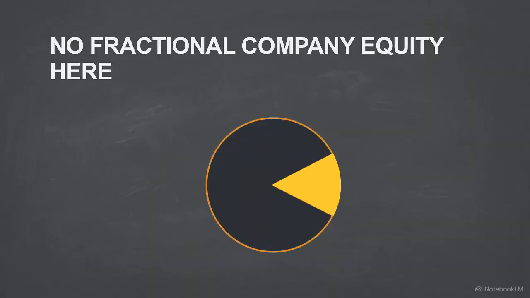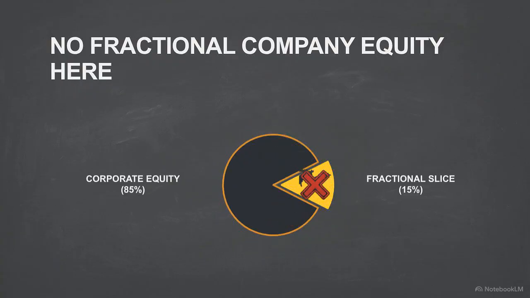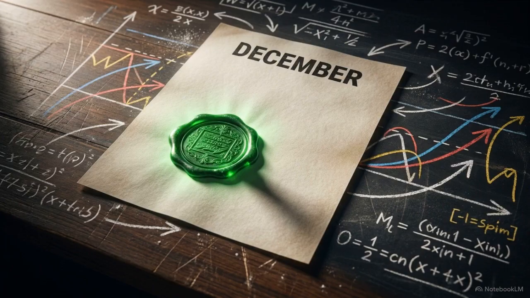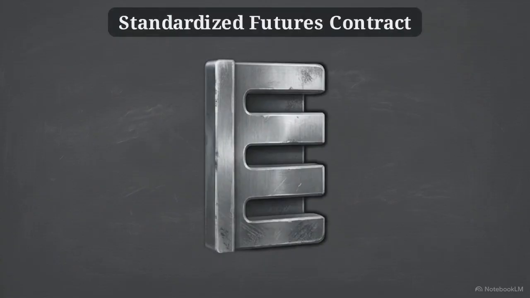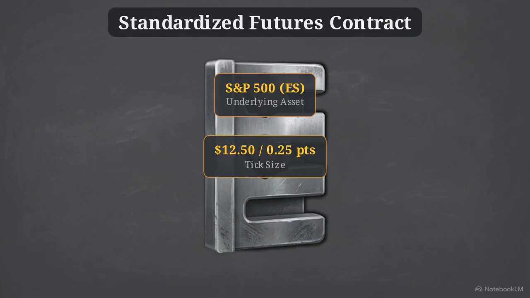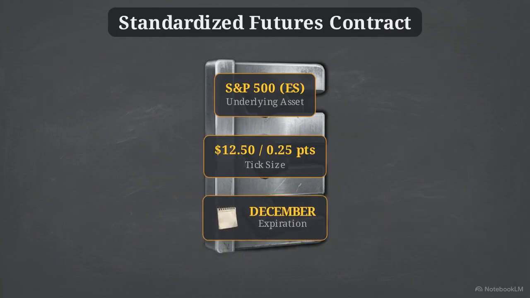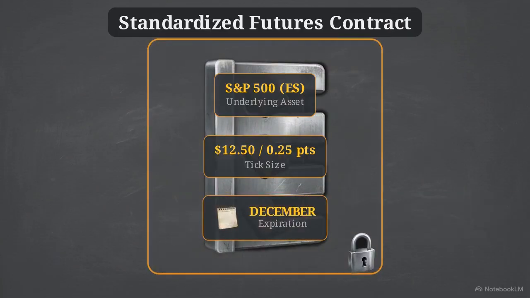When you trade futures, you aren't buying a fractional slice of a company. You are entering into a binding agreement to buy or sell a specific asset at a predetermined date in the future. The CME Group designs these contracts with 3 rigid parameters: the exact underlying asset, the minimum allowable price movement, known as the tick size, and the specific expiration date.